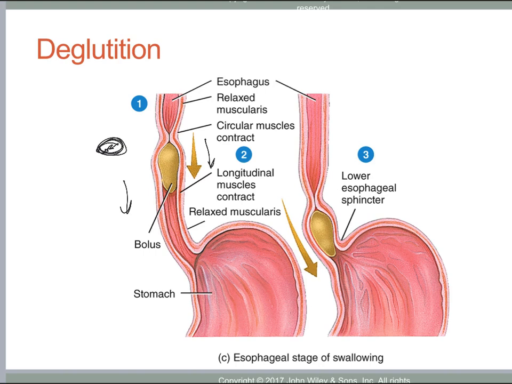The body utilizes a similar mechanism. Those longitudinal muscles that give you those wave-like contractions in front of the bolus help to elongate and facilitate movement of that bolus down the tube, just like that balloon clown.